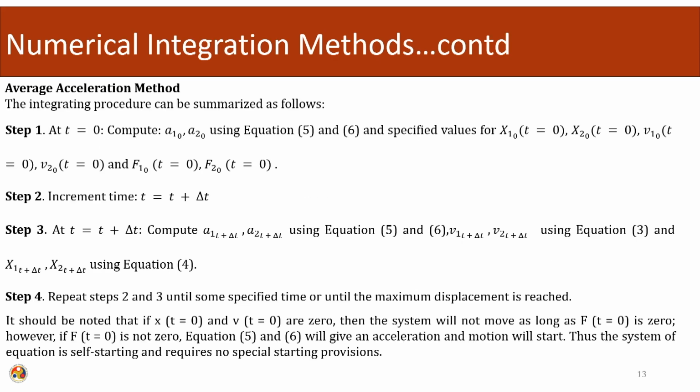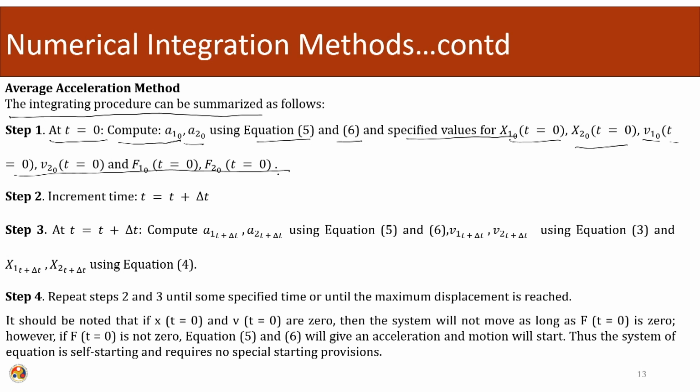So, the summary of the average acceleration method: how we are doing it. The total integration procedure is summarized as follows. First of all, at time t equals 0, we compute the accelerations a1 naught and a2 naught using equations 5 and 6, and the specified values of x1 naught and x2 naught at t equals 0, velocity and forces.